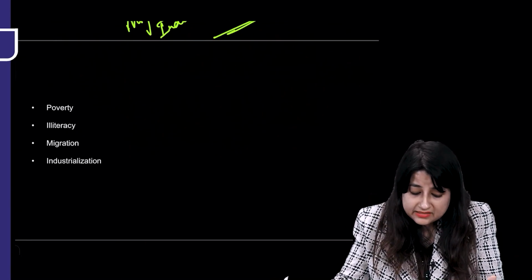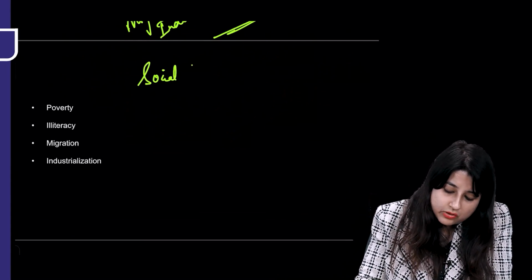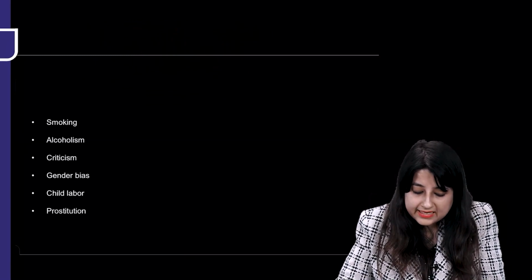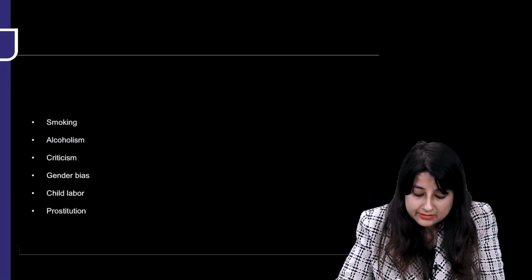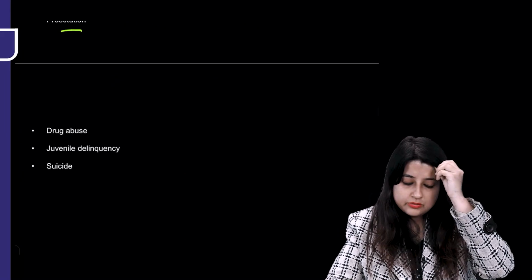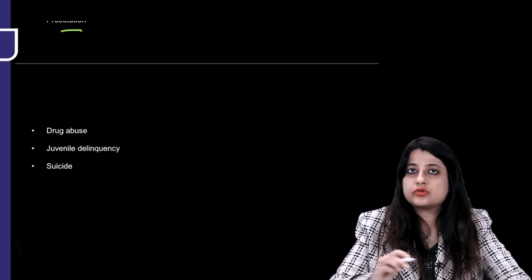Social causes leading to the occurrence of a disease. So poverty, illiteracy, migration, industrialization, all these are social causes leading to the occurrence of a disease. Smoking, alcoholism, criticism, gender bias, child labor, prostitution, all these things can lead to occurrence. Drug abuse, juvenile delinquency, suicide. So all these are studied under social pathology.